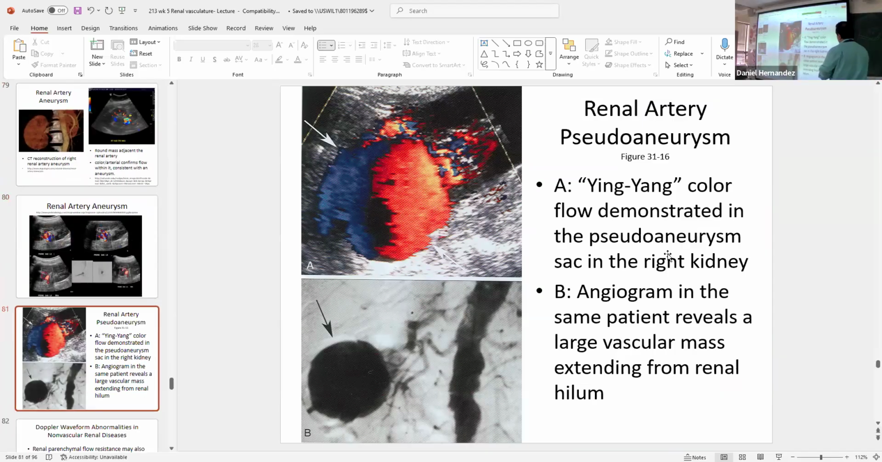A large pseudoaneurysm could potentially be present. So in this, again, same with any pseudoaneurysm, we see that large vascular mass with the yin yang flow pattern within it.